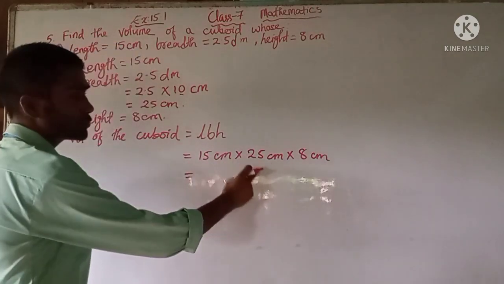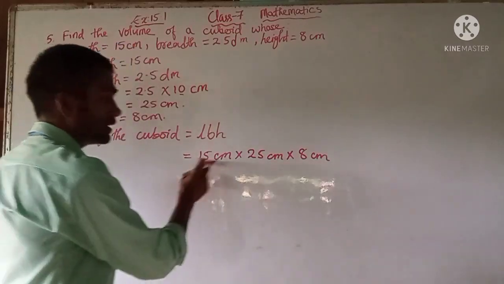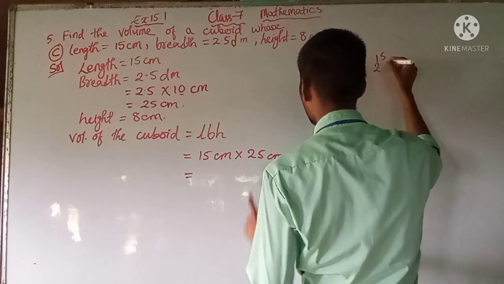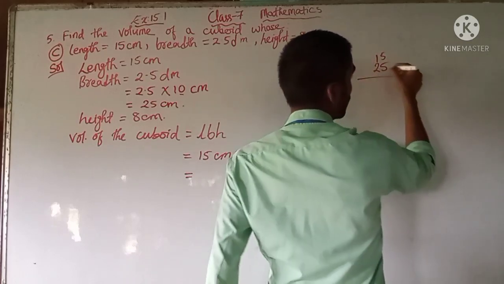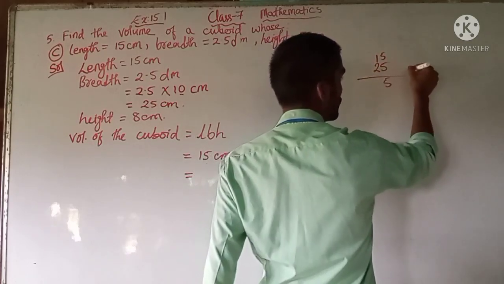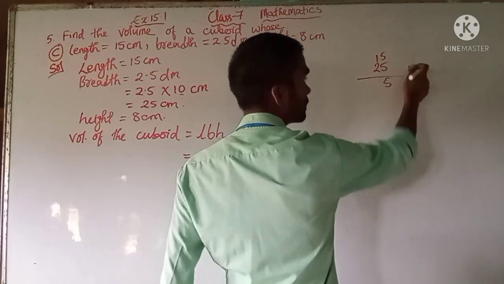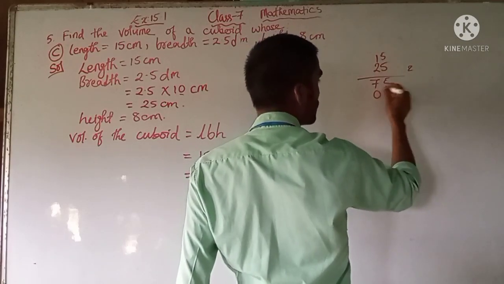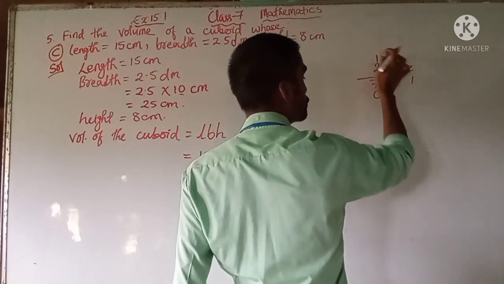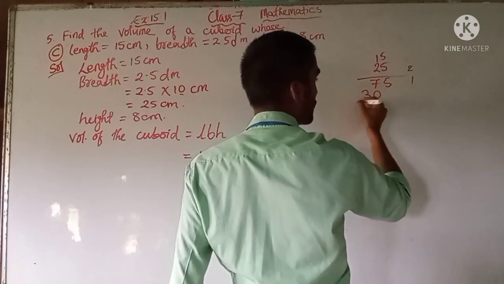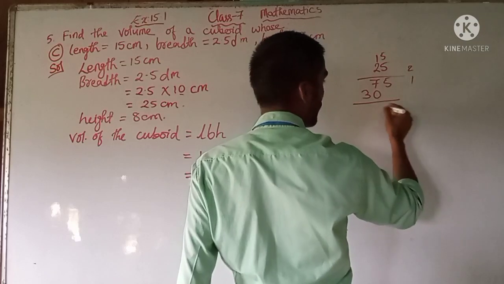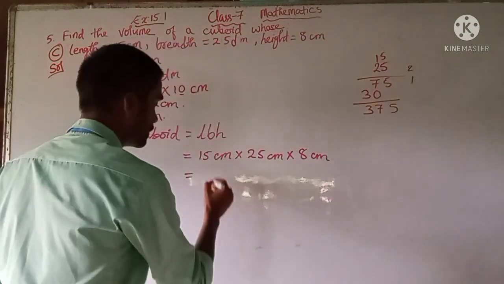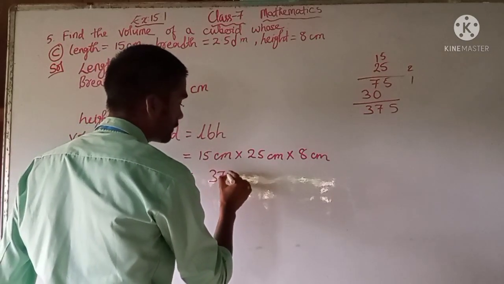Now here 15 into 25 into 8. So let us multiply 15 into 25. 5 into 5, 25, 2 in hand. 5 into 1, 5 plus 2, 7. Now again 2 into 5, it is 10, 0, 1 in hand. 2 into 1, 2 plus 1, 3. So 5, 7, here 3. So we got here 375.